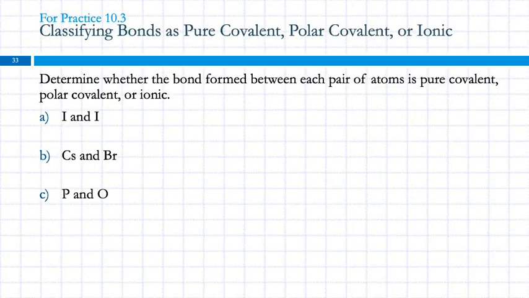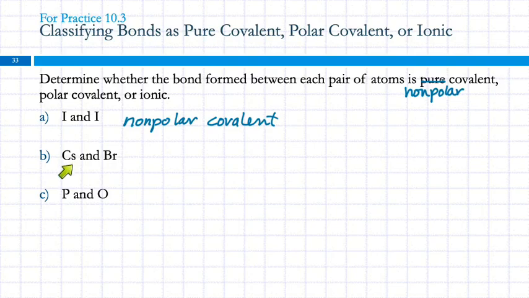So this is a skill we definitely need to have. Determine whether the bond formed between each pair of atoms is, I keep meaning to change this slide, nonpolar covalent, polar covalent, or ionic. So between iodine and iodine, that's going to be pure or nonpolar covalent, right? Because iodine has the same electronegativity as iodine, right? So there's no difference.